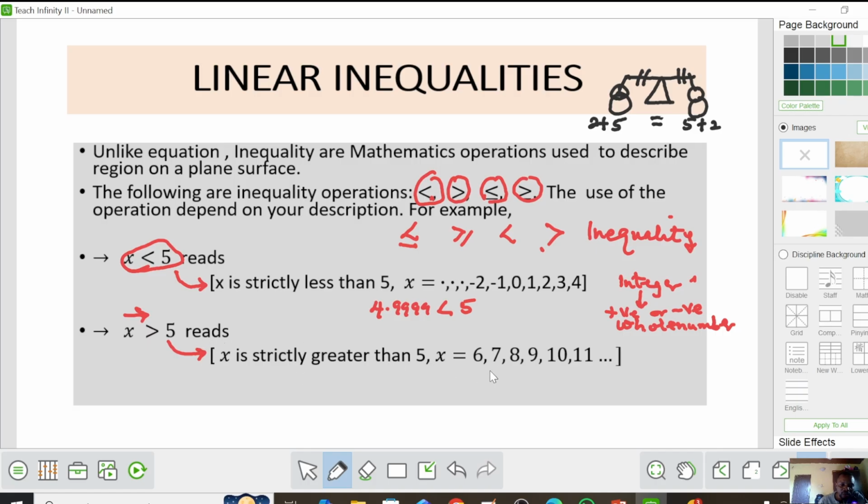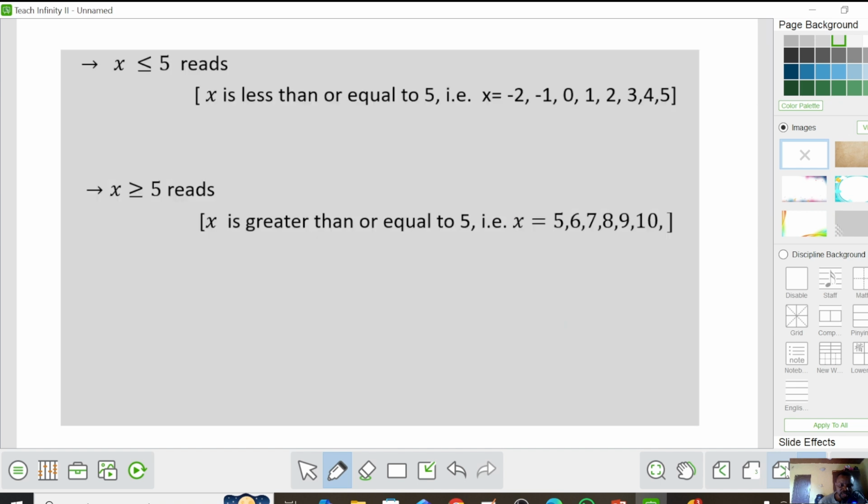But if they are described as integers, the integers that are greater than 5 are 6, 7, 8, 9, 10, 11, 12, 13, 14, to infinity. So they are greater than 5. You can see the dots show that it has no end. This is what is referred to as a number that is greater than 5.